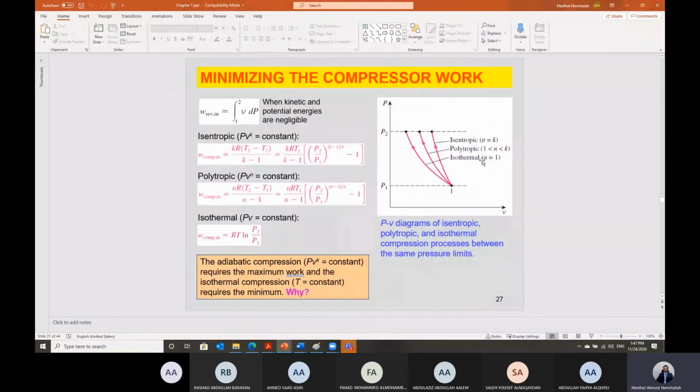Look here. Here is the case. Isentropic gives us the maximum work. Polytropic gives a little bit reduced work. Isothermal should give us the minimum reversible work in this case, and this is the reversible work.